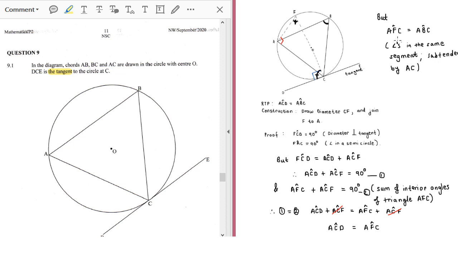Okay, so now you can do a substitution for the angle AFC. Therefore, angle ACD is equal to angle ABC. And this is exactly what we were required to prove: that the angle between the tangent and the chord is equal to the angle in the alternate segment. Okay, and you are done.